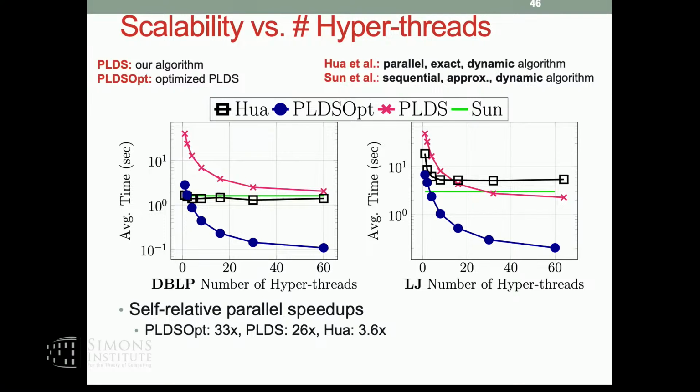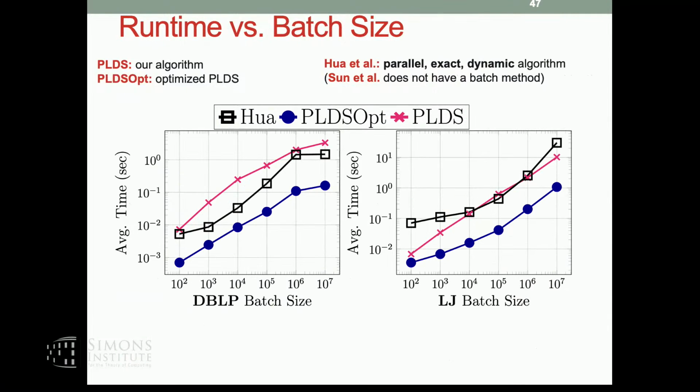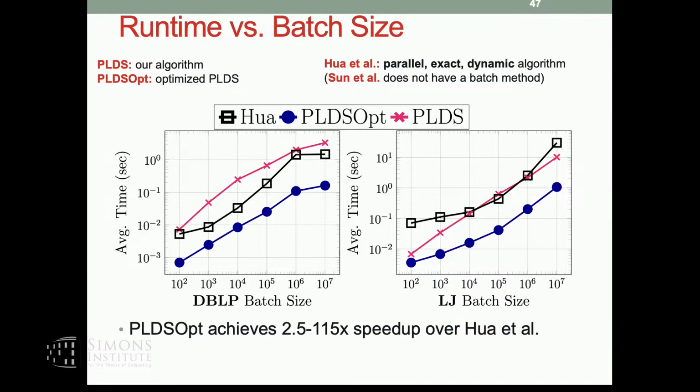Okay, so overall, our self-relative parallel speedups are pretty good. 33x for PLDS opt on average. PLDS gets about 26x on average. But Hua et al. only gets a little over 3x. And the PLDS opt implementation is faster than all the other algorithms when you just use 4 or more cores. We also looked at runtime versus batch size. And again, PLDS opt is able to get the fastest performance across all of the different batch sizes. And we get between 2.5 and over 100x speedup over the Hua et al. implementation.